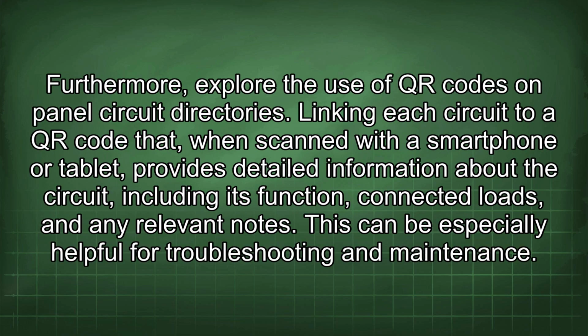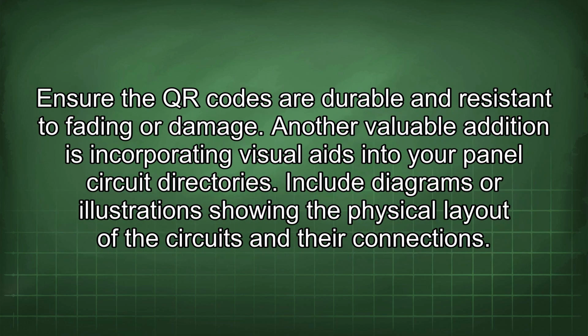Furthermore, explore the use of QR codes on panel circuit directories. Link each circuit to a QR code that, when scanned with a smartphone or tablet, provides detailed information about the circuit, including its function, connected loads, and any relevant notes. This can be especially helpful for troubleshooting and maintenance. Ensure the QR codes are durable and resistant to fading or damage.